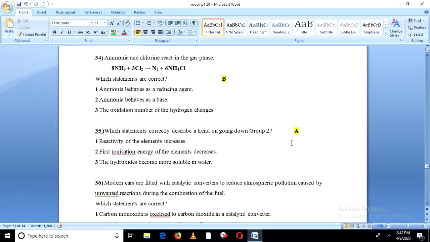Our answer is A. Hopefully you are able to understand the concepts related to these MCQs.